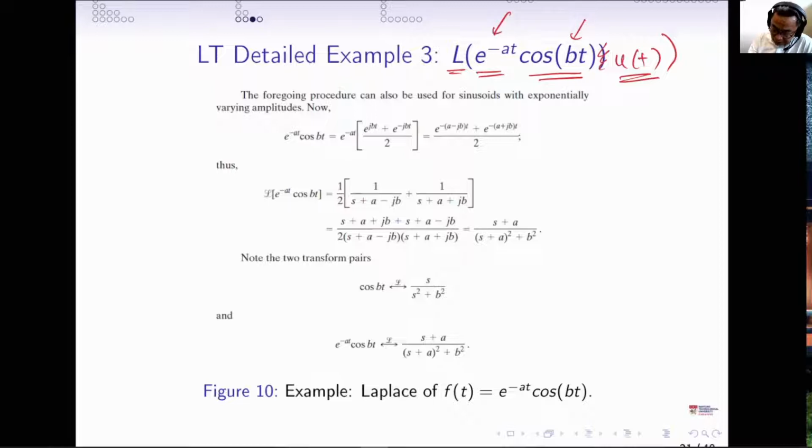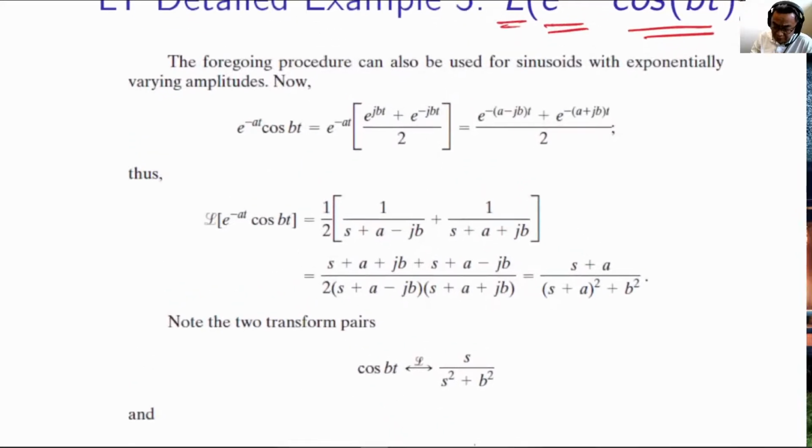What about this guy? This e minus at is an exponential decay. If a is positive, then the decay will go down and become 0 as time goes to infinity. Right. How do we perform this? I think the trick again is, let's express the cosine as a sum of complex exponentials.